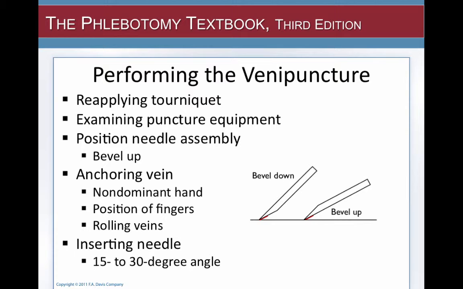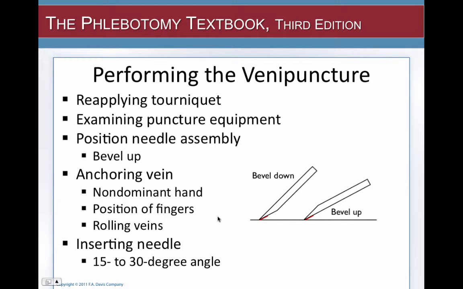You want to go ahead and position your needle, and that is what we call bevel up. And you can see here, I have an example. Here's a bevel down. You want your bevel up. It's kind of a triangular shape that's hollowed out, and it'll make more sense when you actually get to see that. But this is the confirmation that you want your needle when you're getting ready to stick someone.